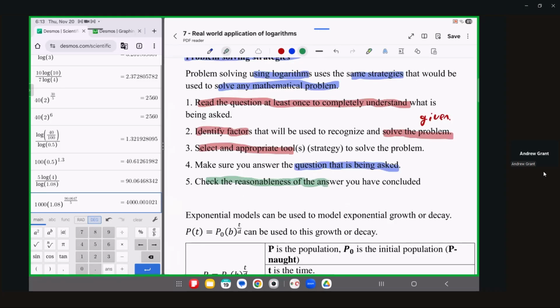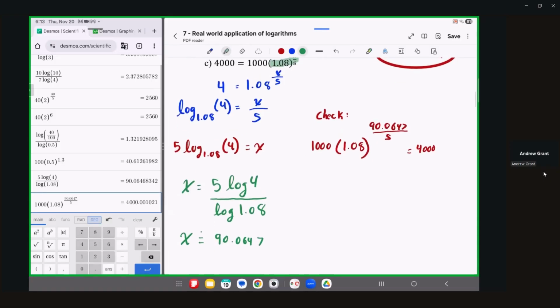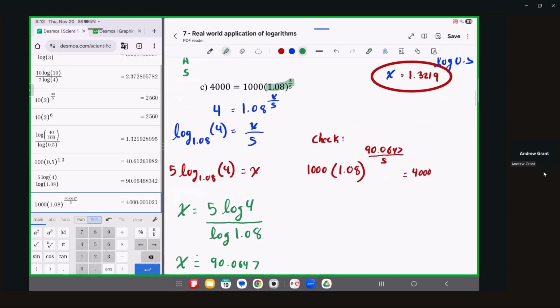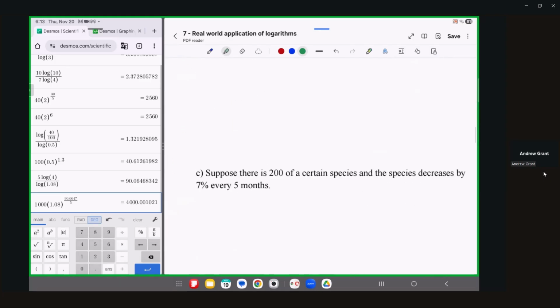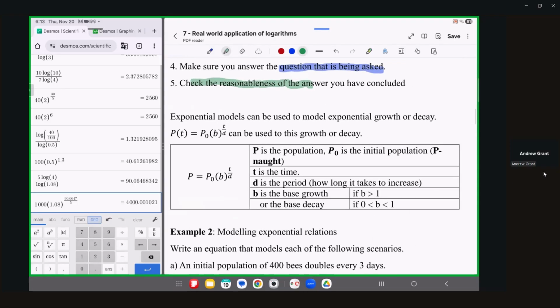So for example here, in letter C, 4,000 is equal to 1,000 times 1.08 to the power of x over 5, 90 might seem like a correct answer. Maybe that seems plausible, I suppose. But if I'm not sure, I can always just check to make sure the answer is correct. Okay. So here's the main formula that we're going to use.